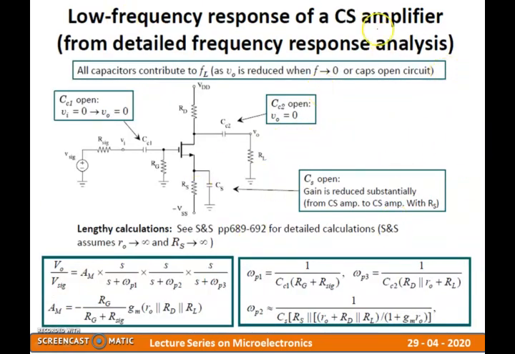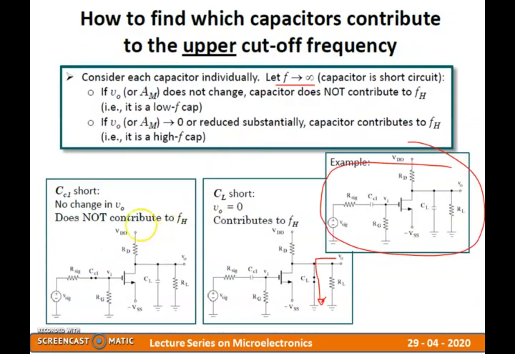Now the same thing we have done in a little more detail considering a common source amplifier. Whatever analysis I am doing, I will be doing with respect to the common source amplifier. So I have CC1 open, CC2 open, CS open. Whenever I give the input, if the output is getting to 0, then it is going to have an impact. If the output is not getting changed to 0, it is not going to have any impact. That's what we try to analyze over here in these cases.